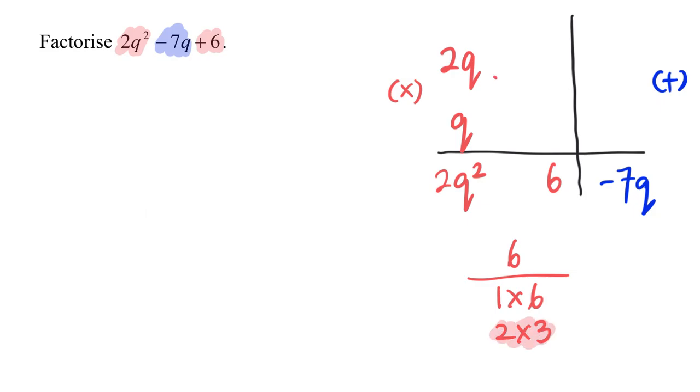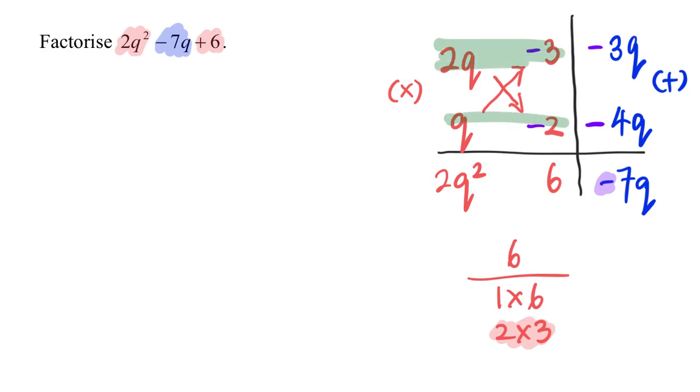Because 2 times 2q will give me 4q. While q times 3 will give me 3q. And when I consider this negative sign, I do need to make sure that this is negative, and this is negative, this is negative, and this is negative, such that negative 3 times negative 2 will give me positive 6.